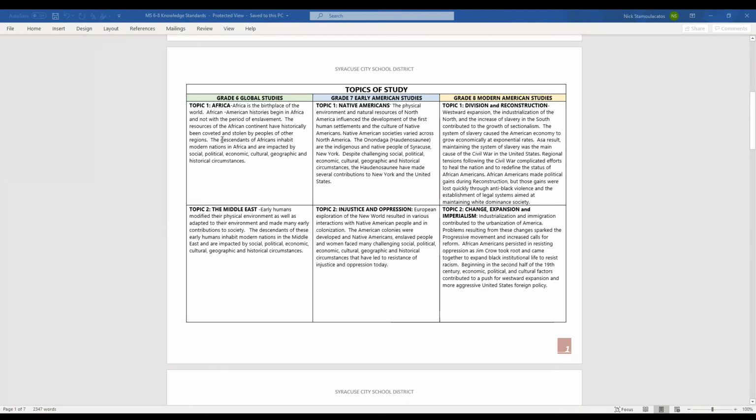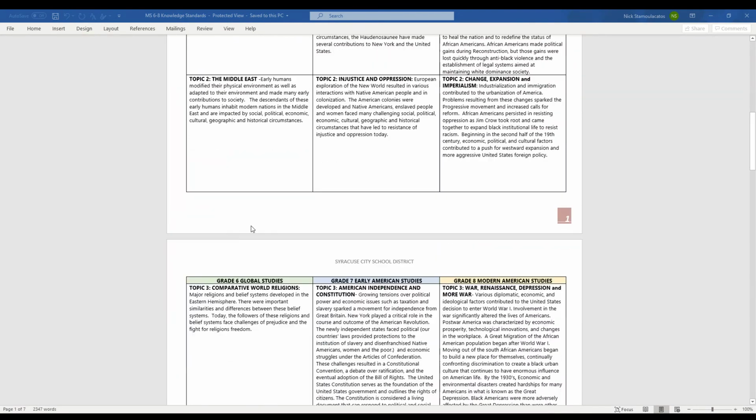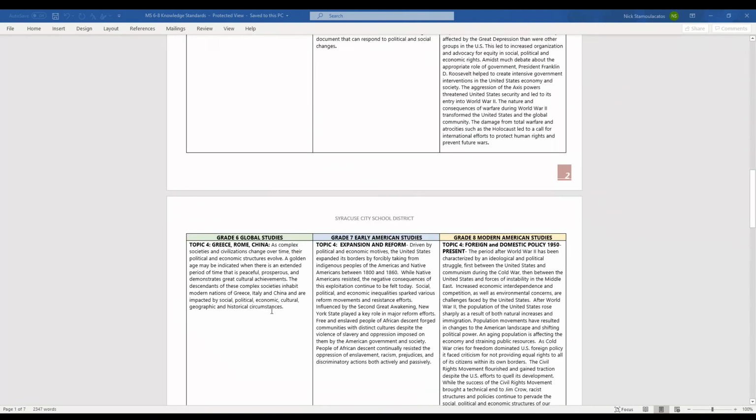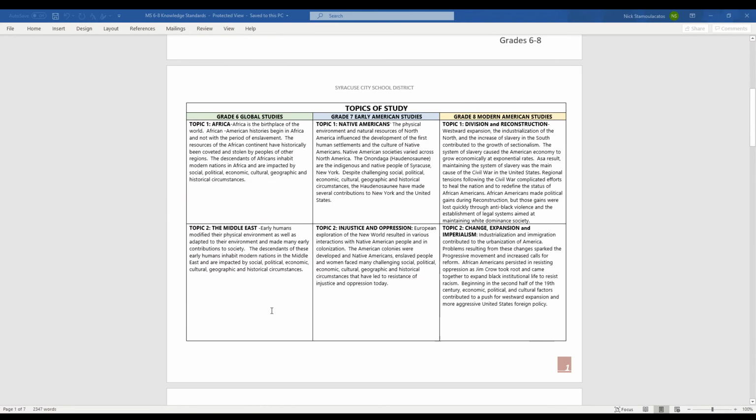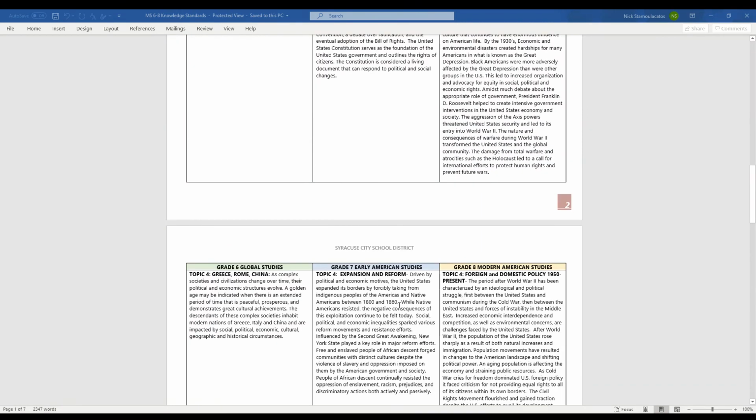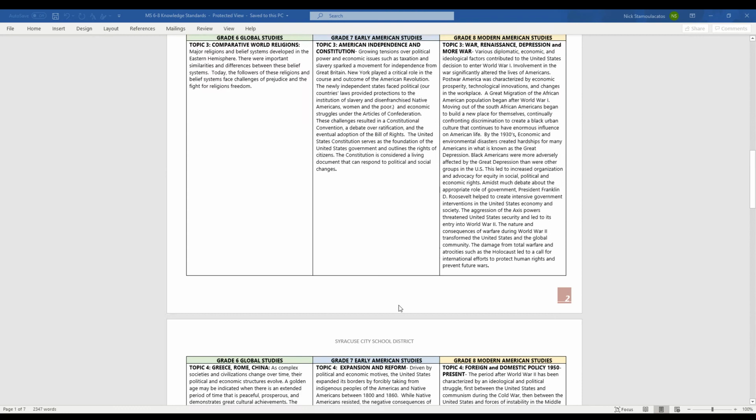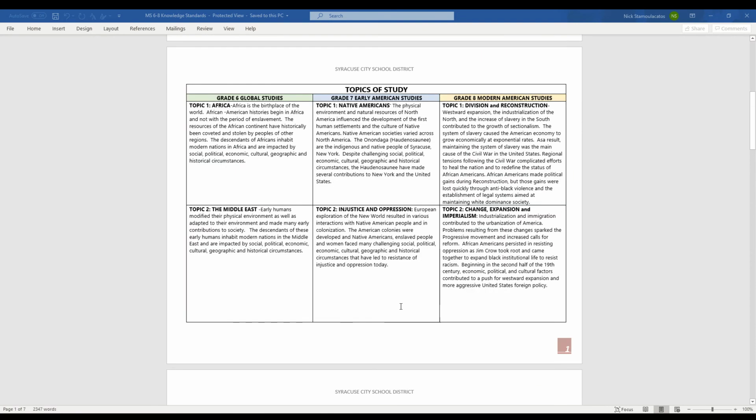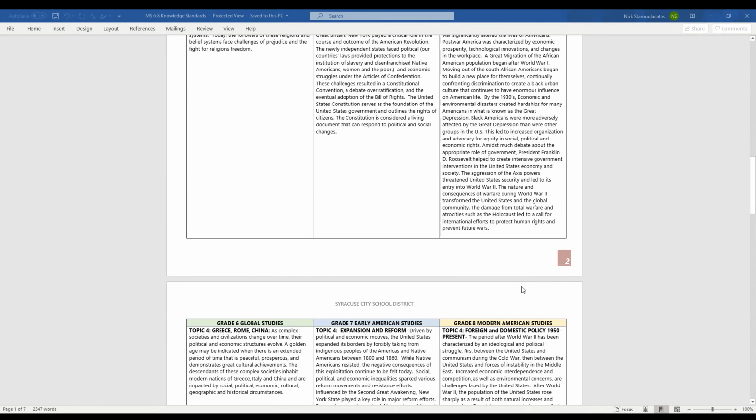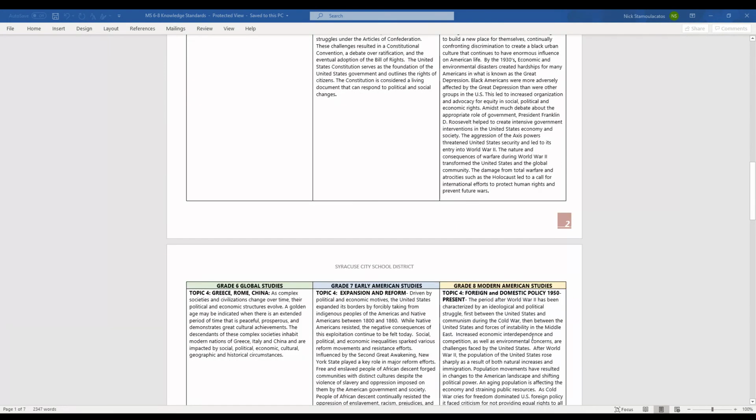So for 6th grade, we have the topics of Africa, the Middle East, comparative world religions, Greece, Rome, and China. And for 7th grade, we have the topics of Native Americans, injustice and oppression, American independence and constitution, and expansion and reform. And then in the 8th grade, we have the topics of division and reconstruction, change, expansion, and imperialism, war, Renaissance, depression, and more war, and finally, foreign and domestic policy 1950 to the present.